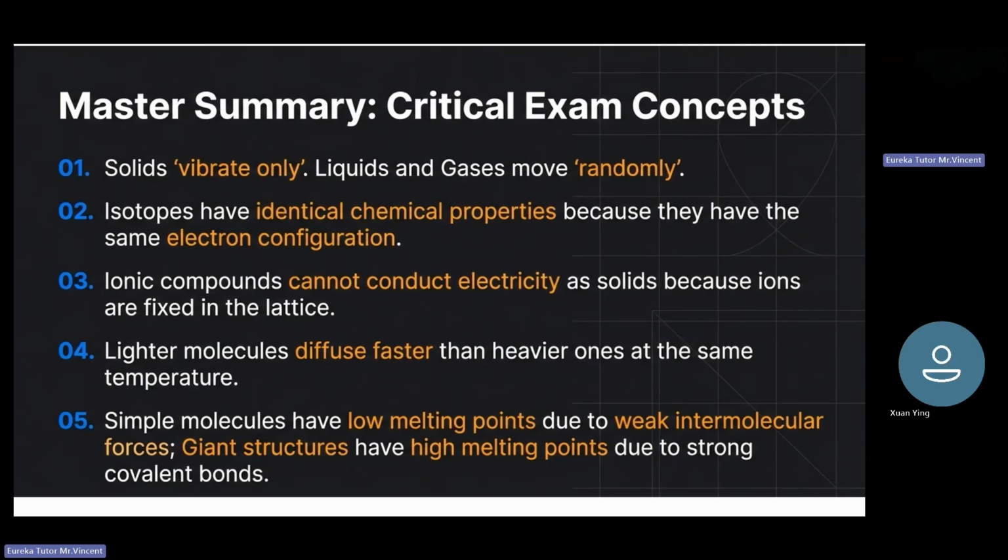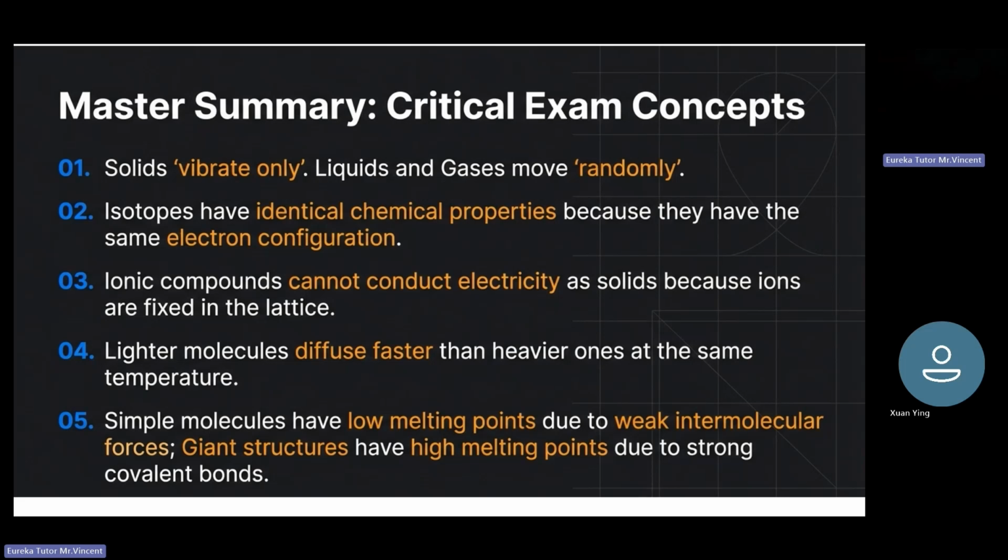For the very important first part: solids vibrate only, liquids and gases move randomly. Isotopes have identical chemical properties because they have the same electron configuration. Ionic compounds cannot conduct electricity as solids, right? Because ions are fixed in the lattice.